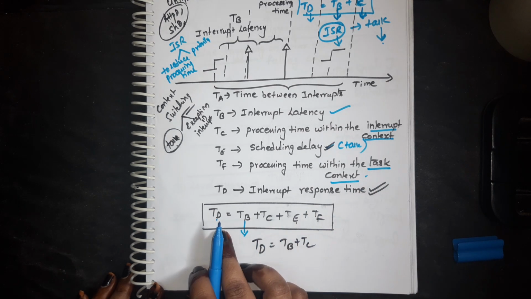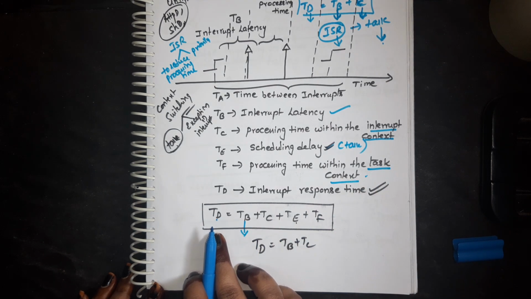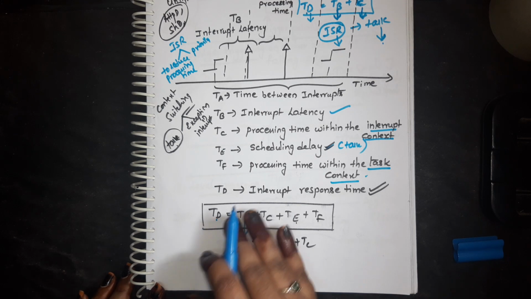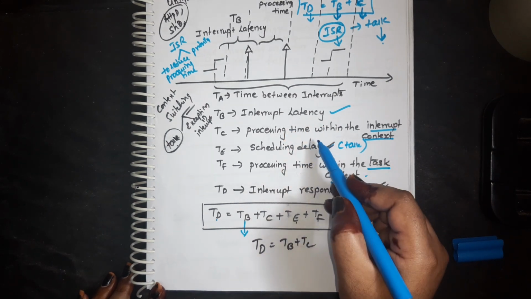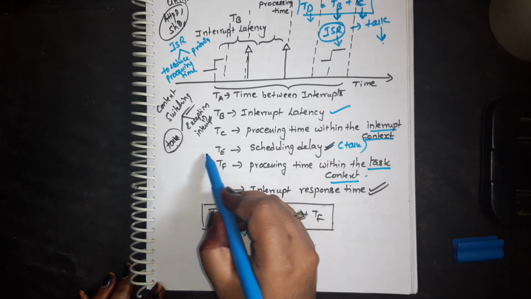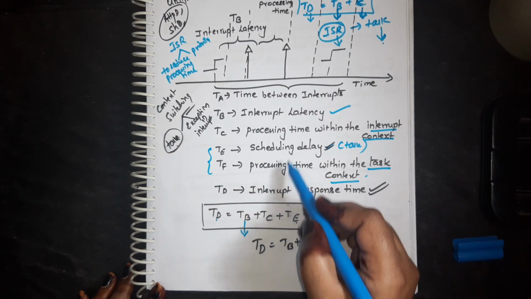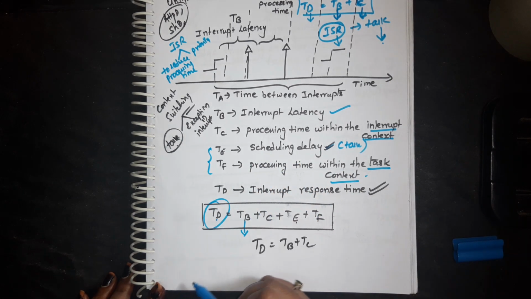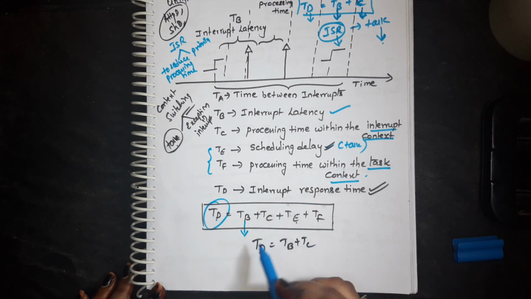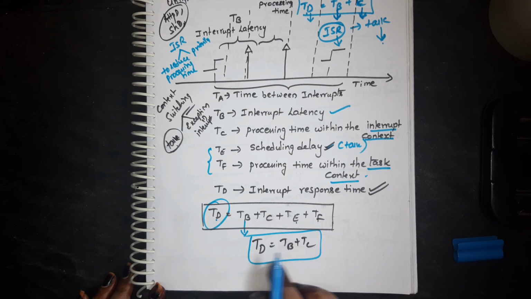So likewise we are going to define TD here. TD is nothing but the interrupt response time. Here, the response time includes the interrupt latency and processing time, and it adds two more times, the scheduling delay and the processing time of a task, and automatically the interrupt response time will be increased when compared to TD equal to TB plus TC.